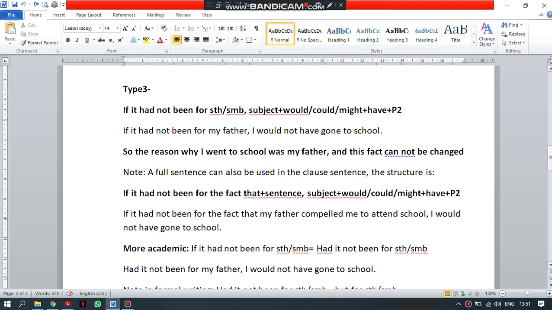In type 3, the structure is similar, but we use type 3 to talk about something that happened or didn't happen in the past, and it is something that we can never change. So it is something unreal. So it can't be true. So the structure is: if it had not been for something/somebody, comma, subject, would, could, might, plus have, plus participle. This is the structure.